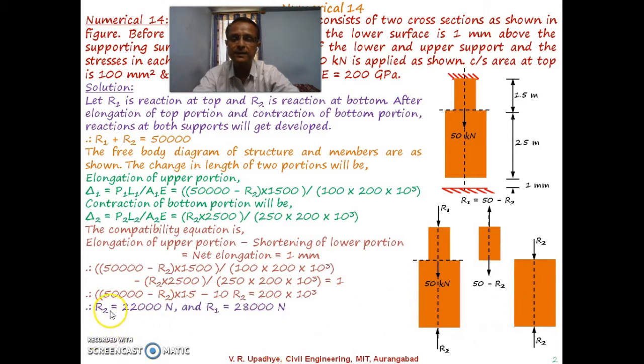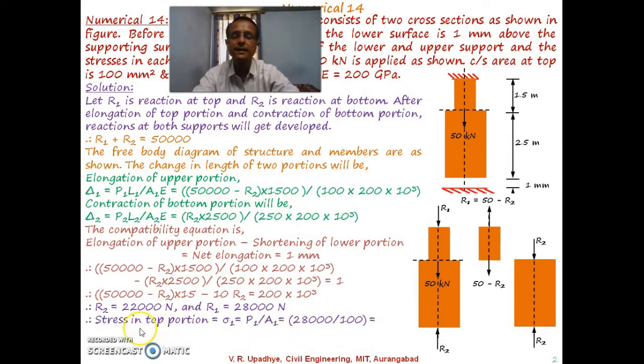So it gives us R2 as 22,000 Newton and R1 as 28,000 Newton. So total together is 50 kilonewton or 50,000 Newton. Now with this you can go for calculating the stresses at the top portion and stress at the bottom portion.